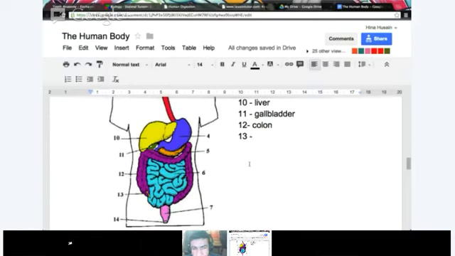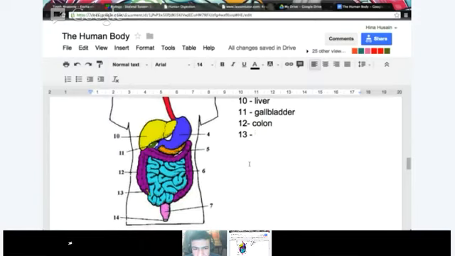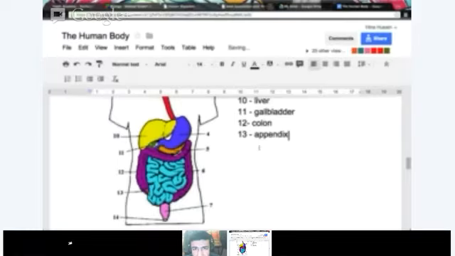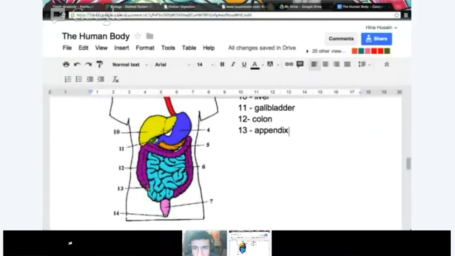Who would like to do the next one? Yeah, go ahead. It's the appendix. Perfect. Appendix. So everybody sees this very small yellow piece of not organ but tissue. So this is the appendix.